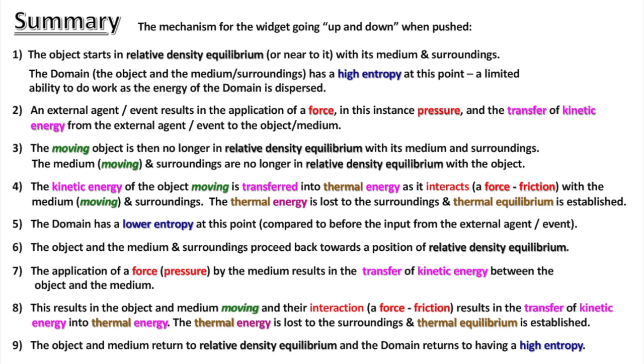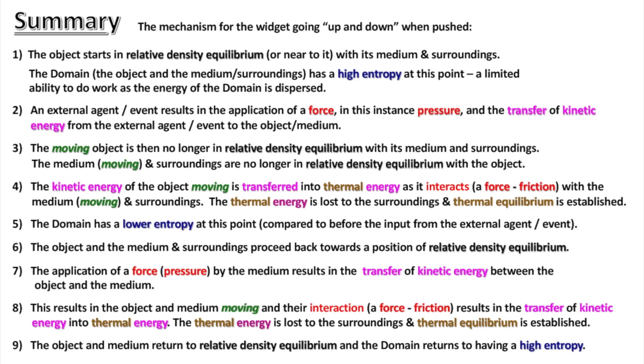2. An external agent event results in the application of a force, in this instance pressure, and the transfer of kinetic energy from the external agent event to the object medium. 3. The moving object is no longer in relative density equilibrium with its medium and surroundings. The medium, moving, and surroundings are no longer in relative density equilibrium with the object.